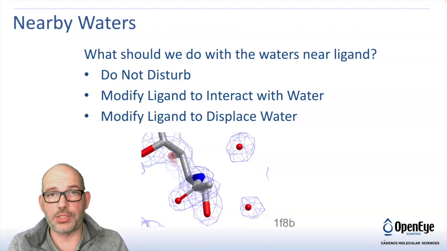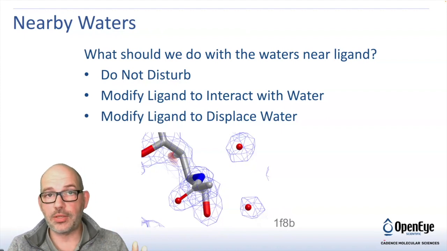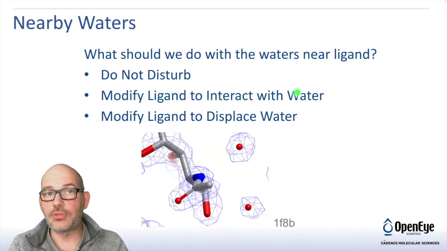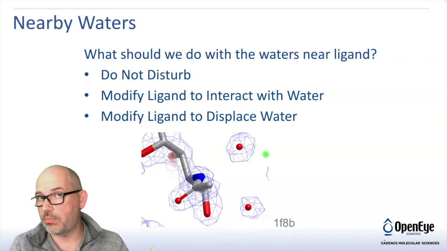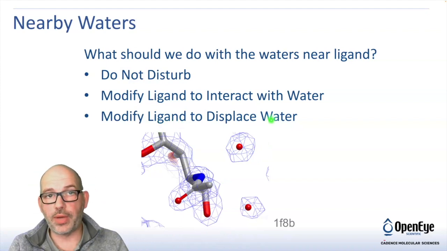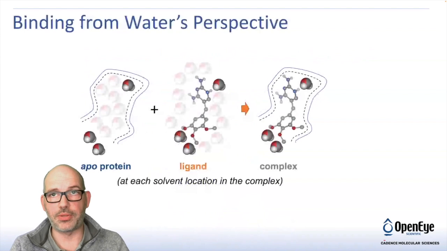There are different strategies, but I need to understand what they are in order to figure out what to do. So one strategy could be leave them alone. Do not disturb. They are already stabilizing your complex. They are helping. Don't mess with it. Or start modifying your ligand to maybe now interact with the water molecules instead of ignoring them. That might help. Use the water molecules as bridging water. Or go all the way and displace the water molecule. Also tricky, and you see a little bit about that in one of my slides here as well.